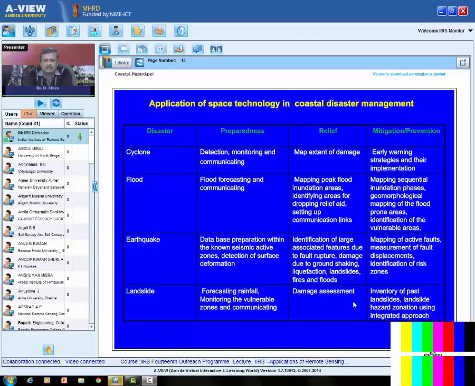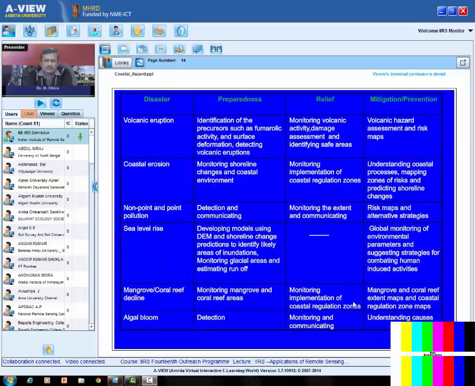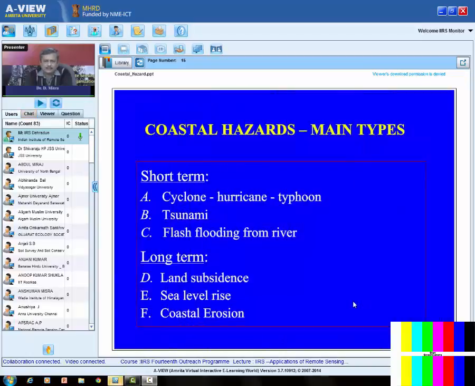The same way in case of coastal flooding, earthquake, landslide, sometimes volcanic eruption in the coastal area, coastline erosion, point and non-point pollution, sea level rise, mangrove and coral reef decline, algal bloom. See, in all kinds of disasters happening in the coastal area, I'm not reading everything because all the PDF files have already been circulated to you. In all these kinds of coastal disasters, in all the management cycle, satellite data has a role to play.